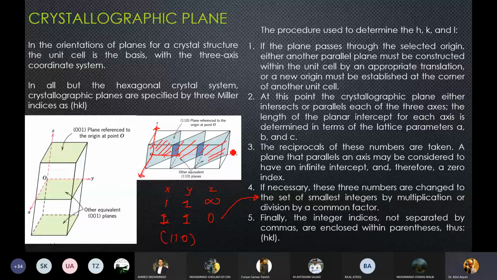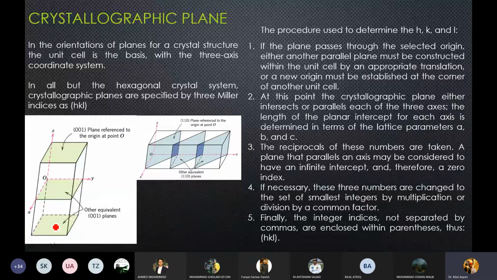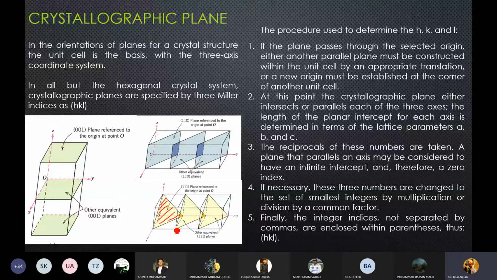Now let's look at another plane. If I look at this plane, you see this plane is also not passing through the origin. So if I write down the intercepts at x, y, and z, now you tell me the intercept at the x-axis.